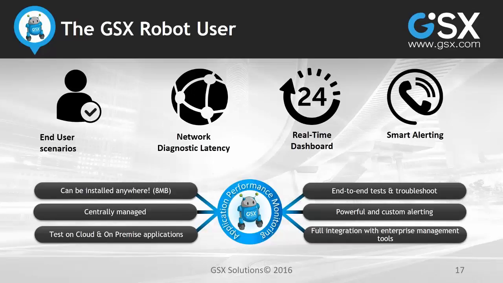It's really easy to install, can be installed anywhere, centrally managed as well. So you deploy these robot users in your environment from one console, very, very easy and quick to do that. Testing both cloud and on-premise like I had mentioned before. And the major point again is that this end-to-end testing and troubleshooting, getting both the network layer, the application layer, your tenant, your internal environment, hopefully to be able to catch anything before it becomes a service interruption in your environment.